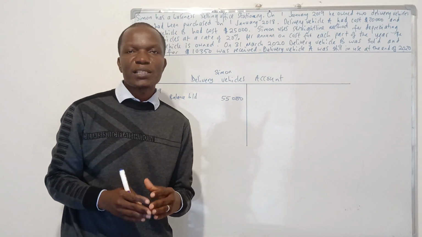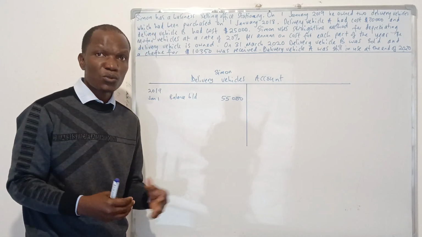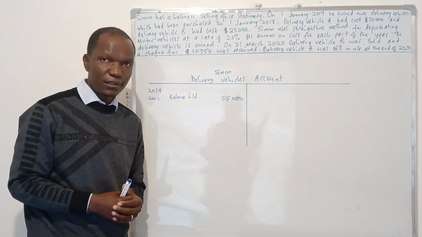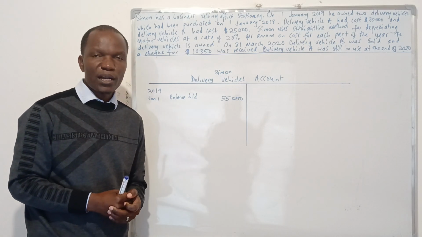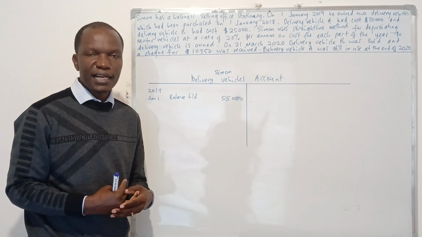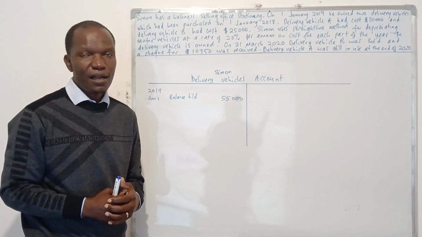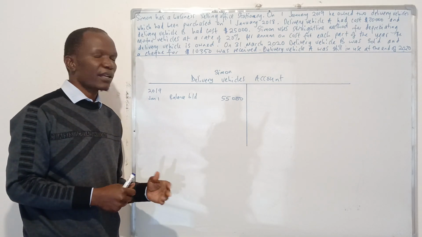Okay, so what I want you to know is that each time such type of questions come, they may require you to come up with a non-current asset account. Like in this case, we have a delivery vehicles account that they want us to do. And they may also want you to do the provision for depreciation account and the disposals account. So I'm going to first explain how we do the delivery vehicles account.